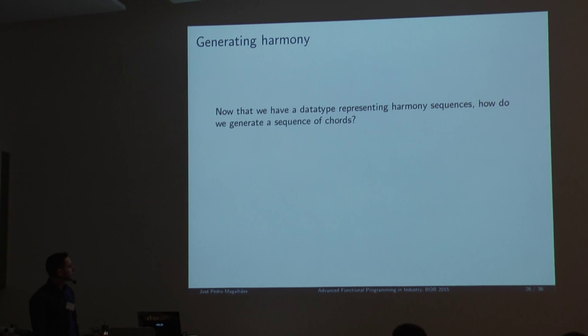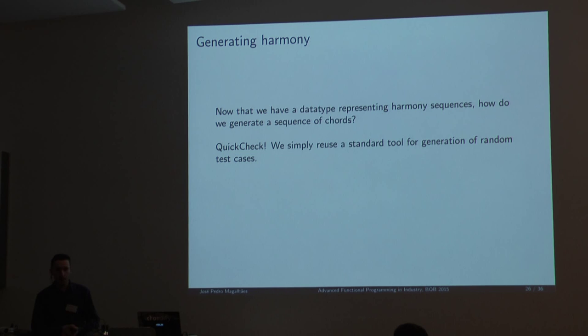Okay. Now, how do we actually generate these sequences now that we have this data type? Well, again, we just make use of a standard tool in functional programming, QuickCheck, which is generally used to generate test data for your testing functions. Well, we can just use it to generate music now, because my data type encodes music, so if I generate values of this data type, it generates harmony sequences.